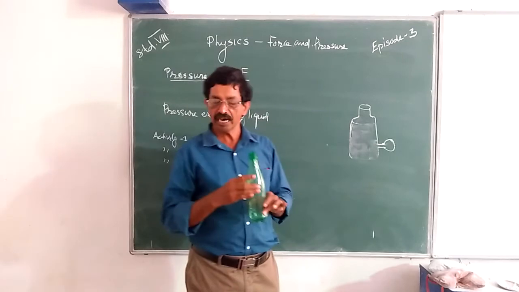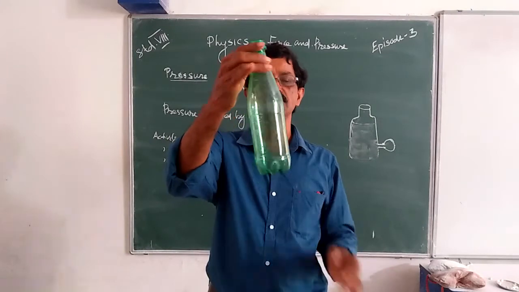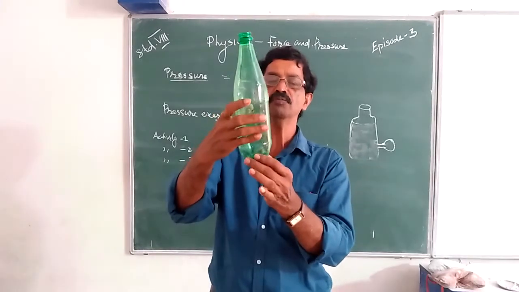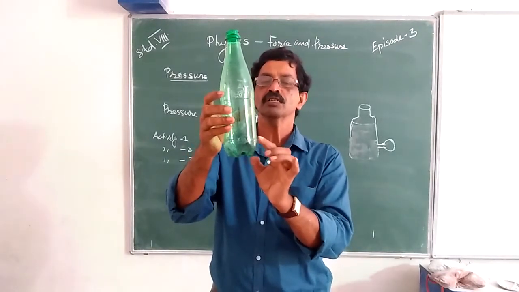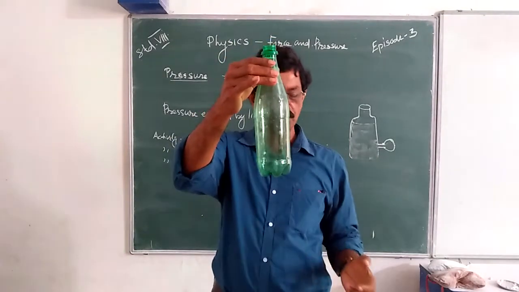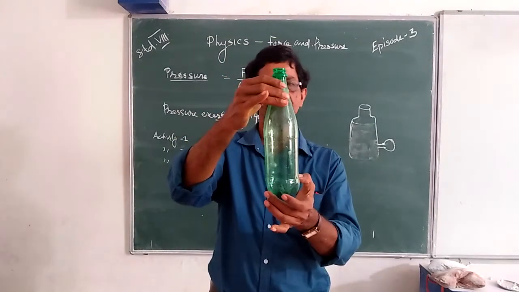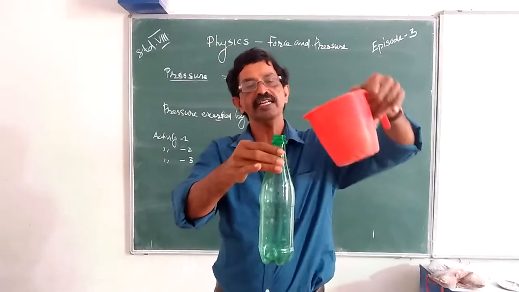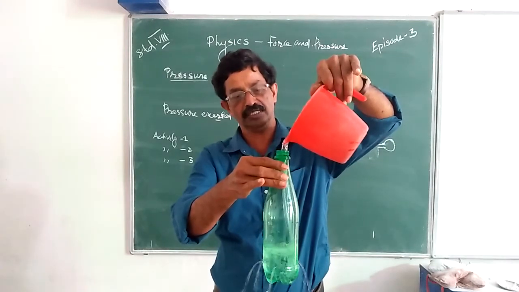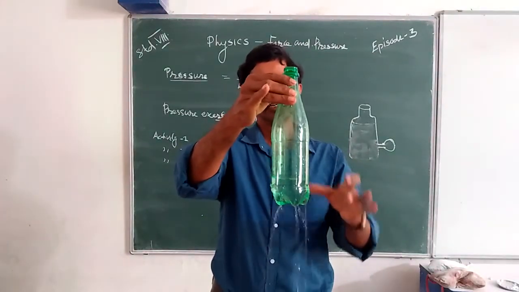Now, to understand, one more activity we can do. See, here is a bottle. Here I made so many holes. You can do this in your home also. Here, all the holes are at the same height. Now, I am going to pour water into this bottle. Observe through which hole water is coming. See, when water is poured into this bottle, water is coming through all the holes equally.